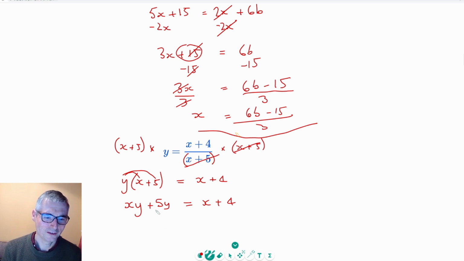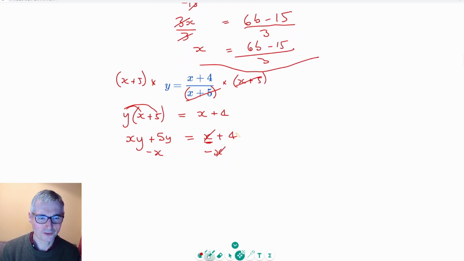Okay, so the next thing that we're going to do is collect up the x's on the left hand side. So I'm going to take this x away from there, so that cancels, but because I've done it there, I'm going to do it on the other side as well. So that's going to give me, putting the x's near each other, xy minus x. We've still got the plus 5y there, and that's equal to just 4 on the right hand side.